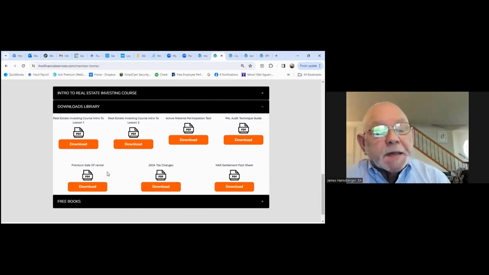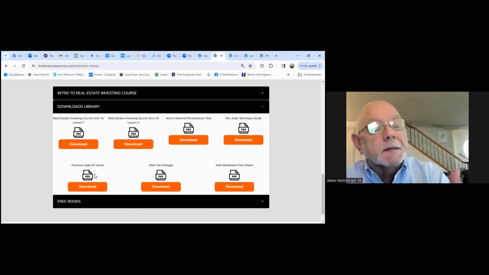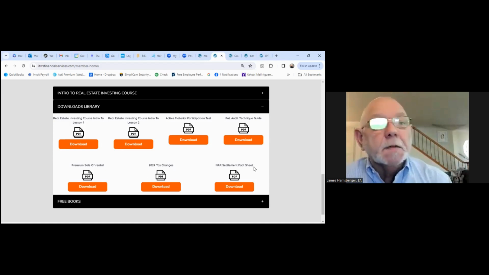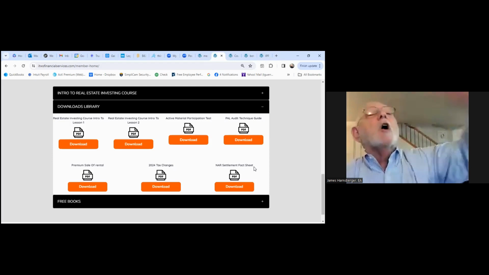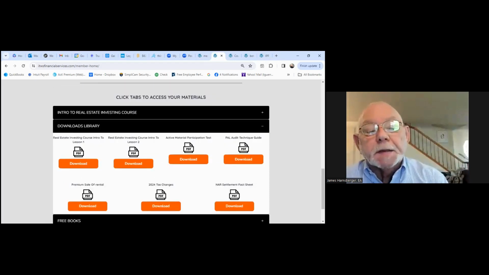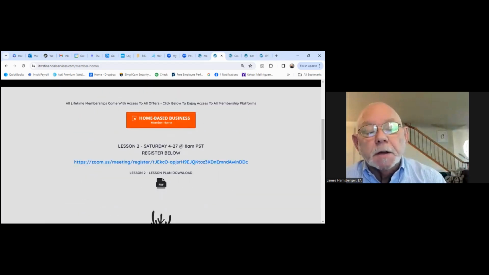Here's the premium sale of rental property. If you don't want to pay tax on the sale of your property legally, you might want to read this, because this is the kind of planning that we're doing. Some 2024 tax changes that went into effect. The National Association of Realtors settlement fact sheet on that recent lawsuit that's going to affect real estate agents all over the country. These are all things that are going to be important to the real estate curriculum here.